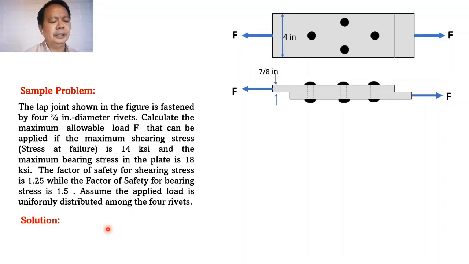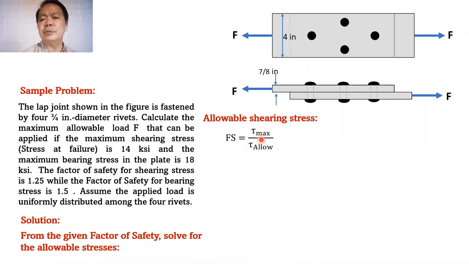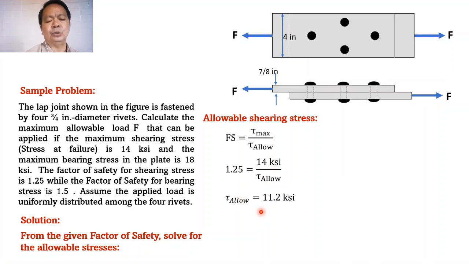And accordingly, because we are given the factor of safety, then we solve for the allowable stress. How do we solve for the allowable stress? Knowing that the factor of safety is the ratio of the maximum stress, or the stress at failure, to that of the allowable stress, and knowing that for the shearing we have a factor of safety of 1.25, if this is substituted here, we will have 1.25 equal to 14 KSI, being the maximum stress, divided by the allowable stress, thus giving an allowable stress equal to 11.2.